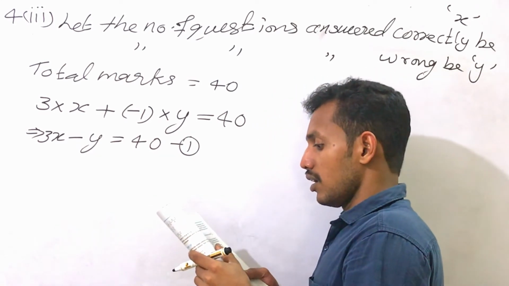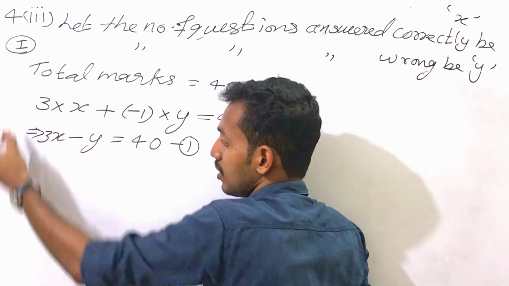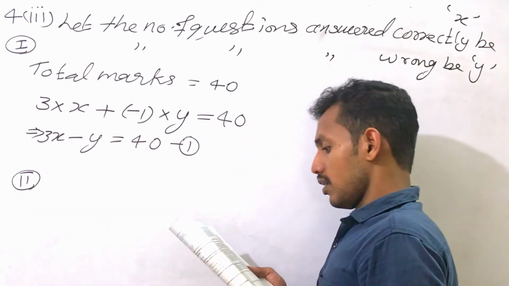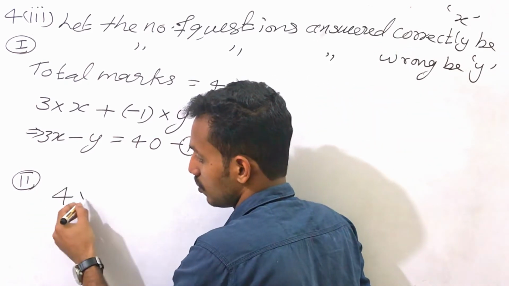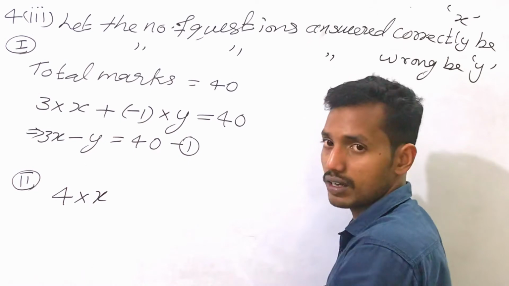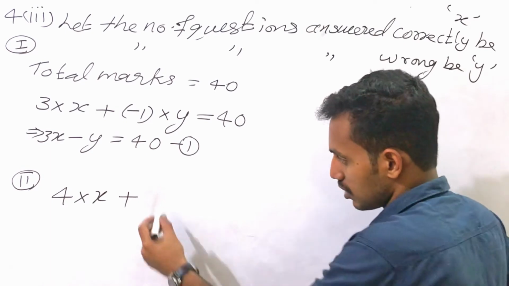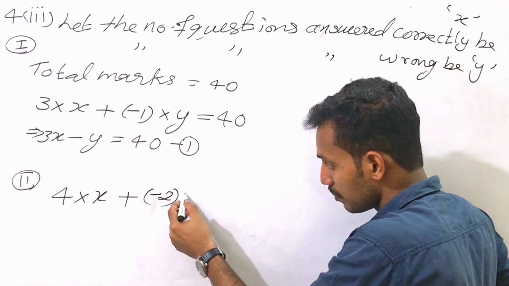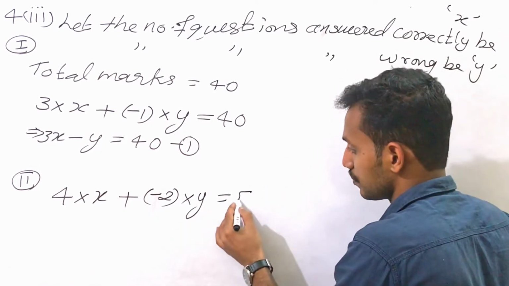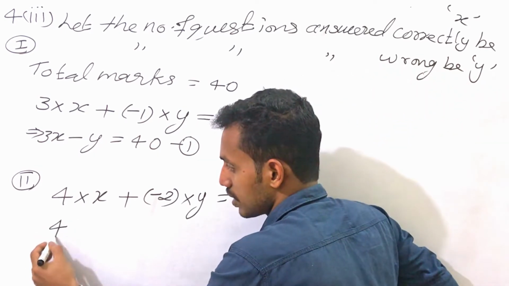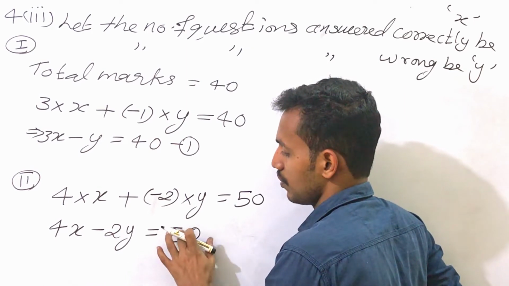Second condition is, had 4 marks been awarded for each correct answer. This is according to the first case. According to the second case, had 4 marks been awarded for each correct answer, that means 4 into X, that will be the total marks awarded for correct answers, plus 2 marks been deducted for each incorrect answer, that is minus 2 into Y is equal to, would have scored 50 marks. So what we will get? 4X minus 2Y is equal to 50. So we have got the second equation.